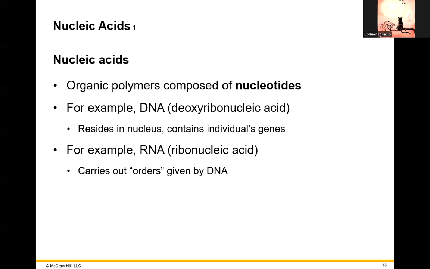So DNA, you think about if you like crime, murder mysteries, we always talk about DNA, that deoxyribonucleic acid, left at the crime scene, right? Now the RNA is a ribonucleic acid, and it carries out the orders given by the DNA. So the DNA is the genetic code that programs everything, okay? And the DNA resides within the nucleus of the cell.